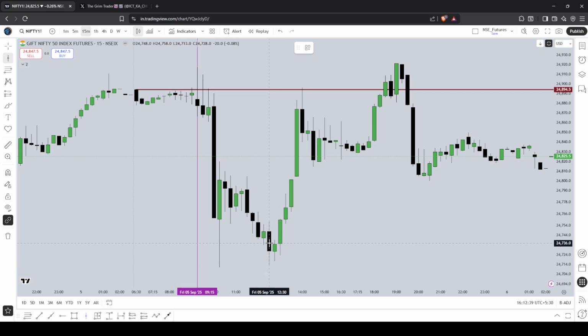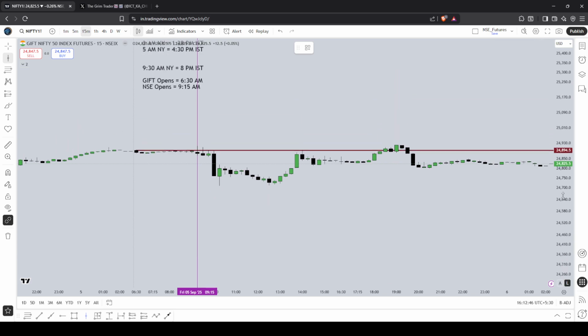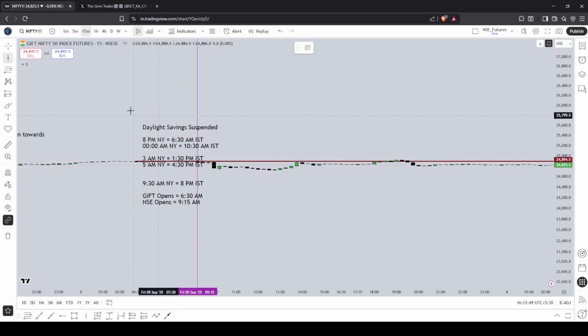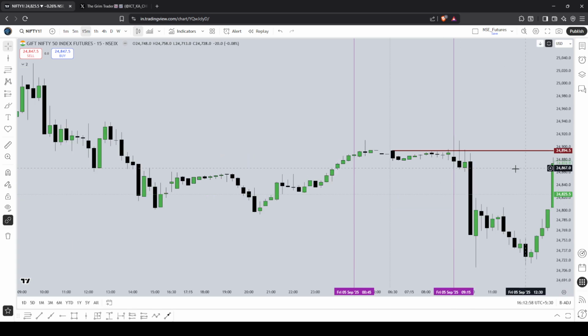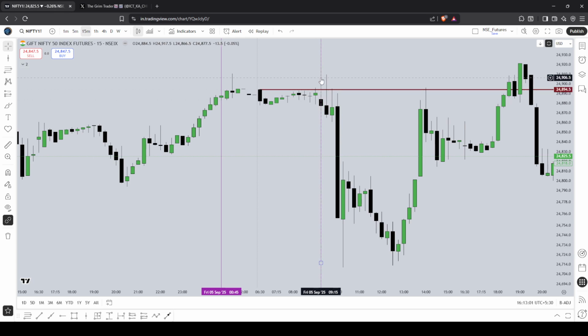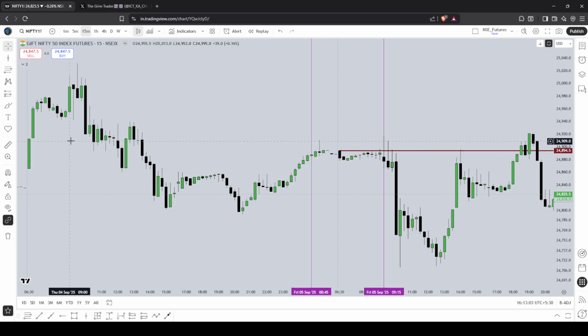Now, within London kill zone, what did I tell you? All the traders who are trading ICT are looking for volatility injection. This is absolutely essential for trading. Without volatility injection, you cannot trade. So all the opening times, this is 9:15, there's a volatility injection right here. 7 p.m. New York time, somewhere over here. Yeah, this is 7 p.m. New York time. There's a movement. There's a volatility injection.